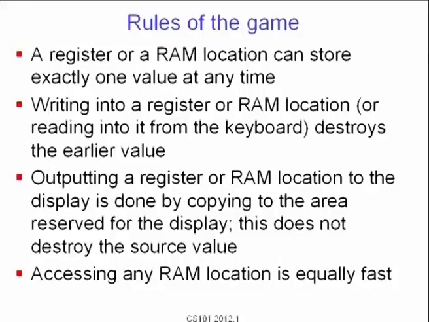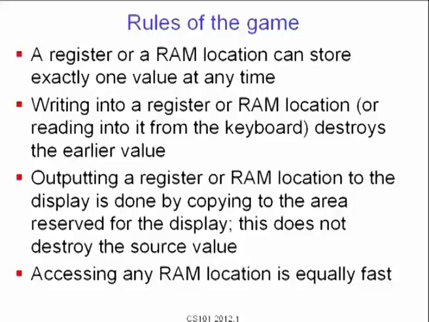Now, the rules of the game are as follows. A register or a RAM location can store exactly one value at a time. If the register is 64 bits wide, each bit can store only 0 or 1, and that pattern will be overwritten if you write something else to it. So writing into a register or RAM location, or reading it in from the keyboard, destroys the earlier value. The earlier value is not there anymore, it's volatile. The earlier value is gone. Whereas outputting a register or RAM location to the display is done by copying this into some memory reserved for the display. So nothing happens to the source. So you can copy, you can overwrite.